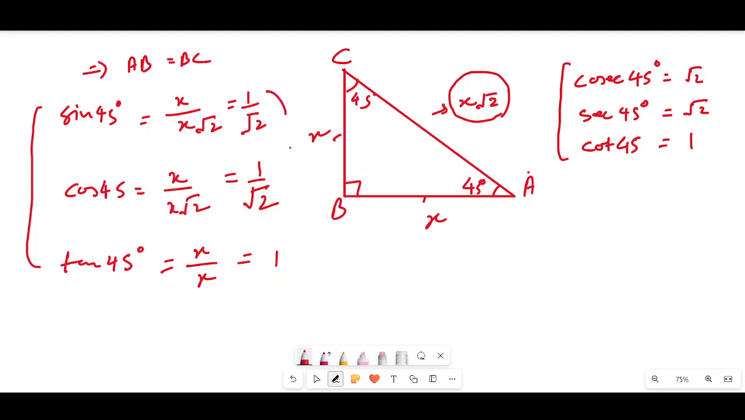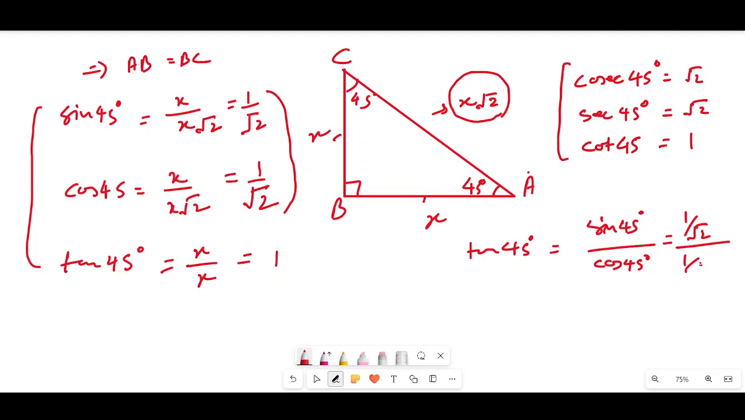And if you look at this here, if we want to find out the value of tan 45, then it is sin 45 by cos 45. Clear? So 1 by root 2 and 1 by root 2, if we write here, then we will be able to find out the value. That is the way to think about this.